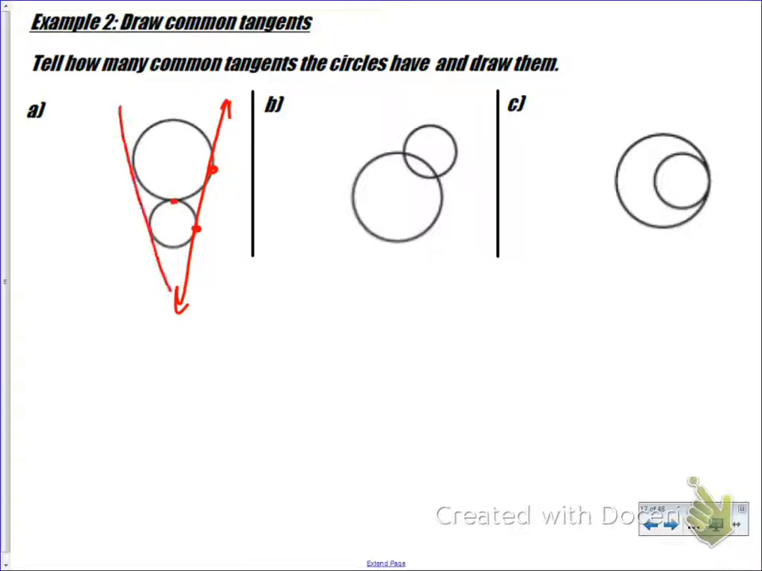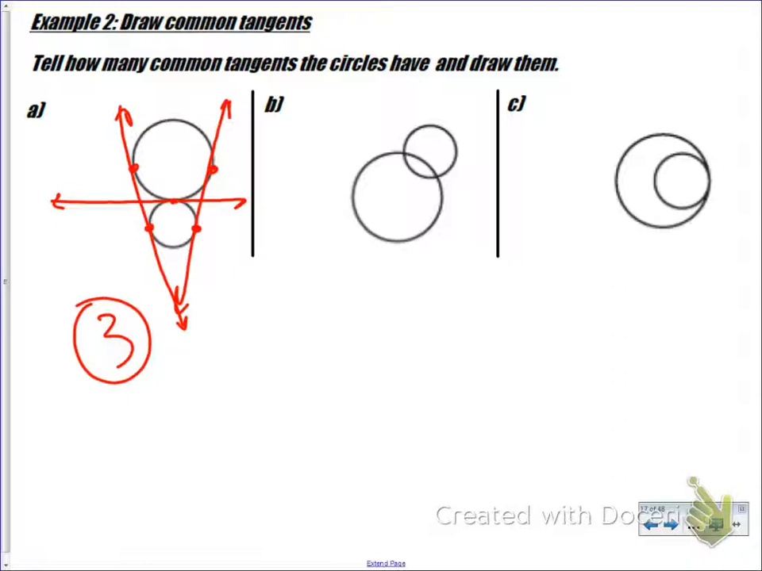But you can draw a second line, do the same thing on the other side, 1 tangent point, 2 tangent points. Okay, so tangent to both circles. And then we can also draw a line right down the middle that's going to go through that point of tangency between the 2 circles. So with circles like this that are tangent to each other, we have 3 common tangents.